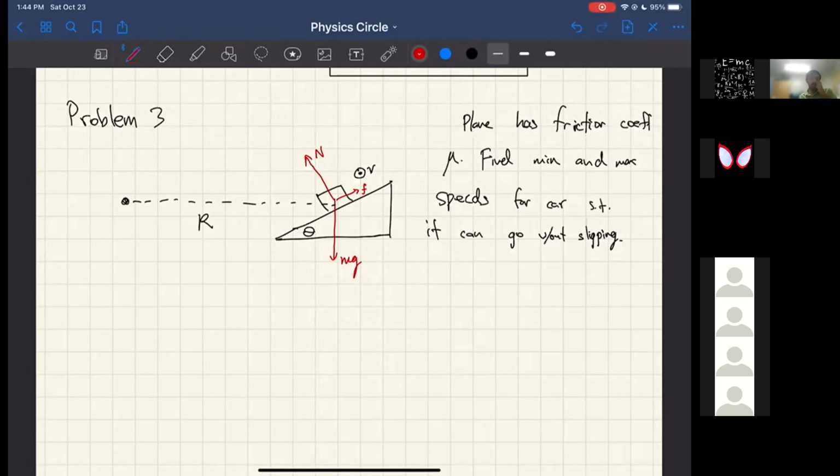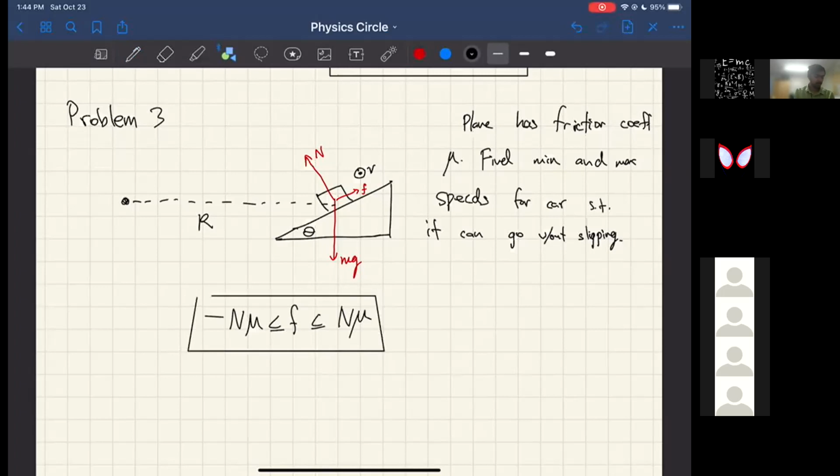Still not, because you'll see the normal force is a bit funky in this problem. We'll get to it. So a priori, we actually don't know the direction of F, and I'll just draw it as pointing up the plane, but it may be pointing down the plane. The only thing we know is that minus n mu. This is the only thing that static friction tells us. This is the statement of static friction: that the friction is between minus n mu and n mu.